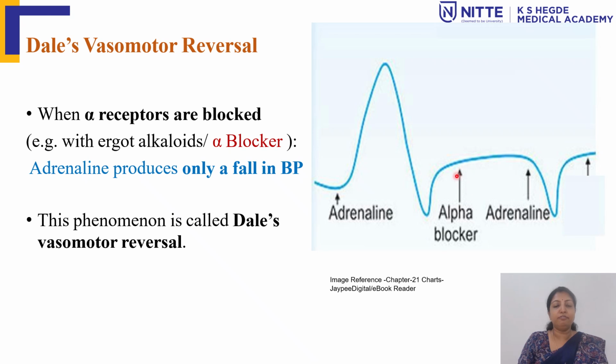So here you're giving an alpha blocker. After giving an alpha blocker, you give adrenaline again. Repeat the dose of adrenaline again. What you can see? Only the fall in BP can be seen. The rise in BP is not seen because the alpha receptors are blocked by the alpha blocker. Alpha blockers we'll be discussing later on. These alpha blockers can block the alpha receptors, thereby blocking the rise in BP. Only the fall in BP can be seen with adrenaline. So this phenomenon is called Dale's vasomotor reversal.